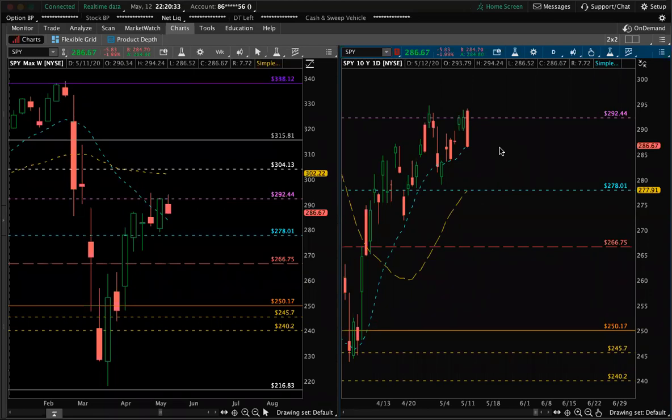SPY options. So when I use futures, I watch ES to trade SPY. And sometimes I just watch SPY. It's much easier.